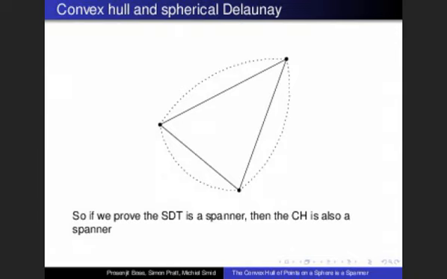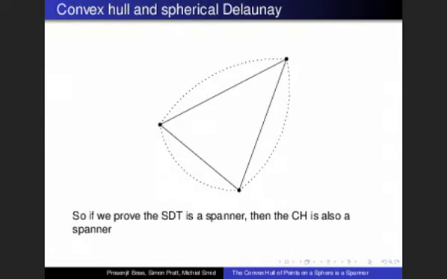And so it may not be obvious, but if we prove that the spherical Delaunay triangulation is a spanner, because going from the spherical Delaunay triangulation to the convex hull of points on the sphere is just straightening out these arcs into direct line segments through the sphere. If we prove that the spherical Delaunay triangulation is a spanner, then we've proven that the convex hull is also a spanner.